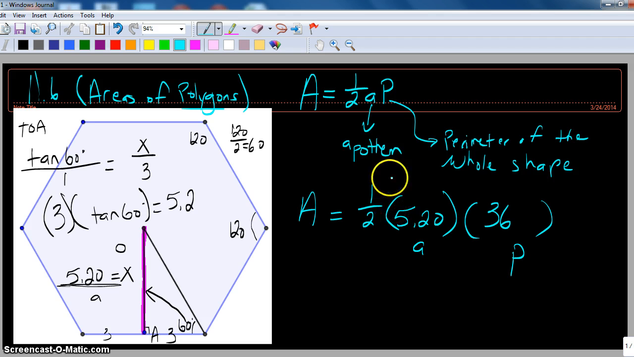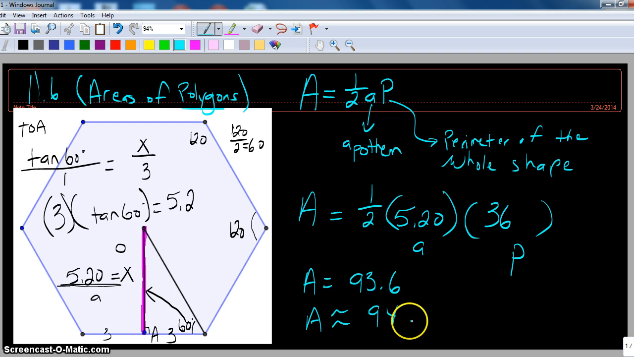So over here, I'm going to put 5.20. And then I'm going to put this in the calculator exactly the way it's written: 1 divided by 2 parentheses 5.20 parentheses 36 parentheses. And it gives you, so the area would be 93.6. And so it just depends on what I ask you to round. The area is approximately 94 feet, inches, units, squared. Remember that area is always squared.